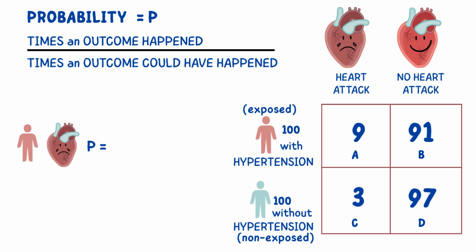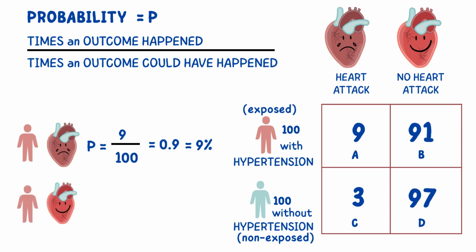The probability of having a heart attack in the past year for people with hypertension is 9 divided by 100, and the result can be written as a decimal, 0.09, or a percentage, 9%. On the flip side, we could also find the probability of not having a heart attack for people with hypertension. A simple way to do this is to subtract the probability of having a heart attack from 1, or 100%. So, the probability of not having a heart attack for people with hypertension is 1 minus 0.09, which equals 0.91, or 91%.